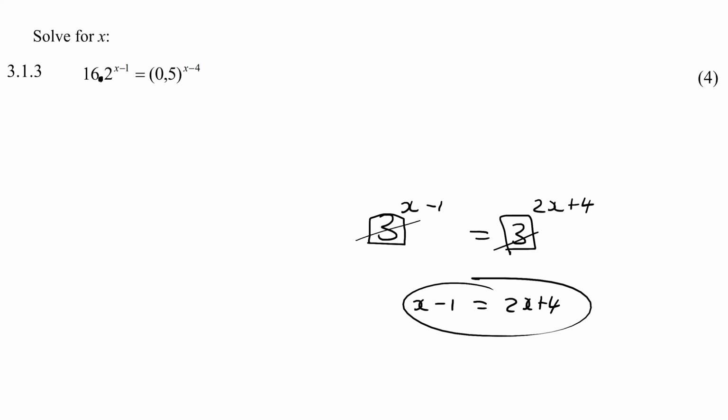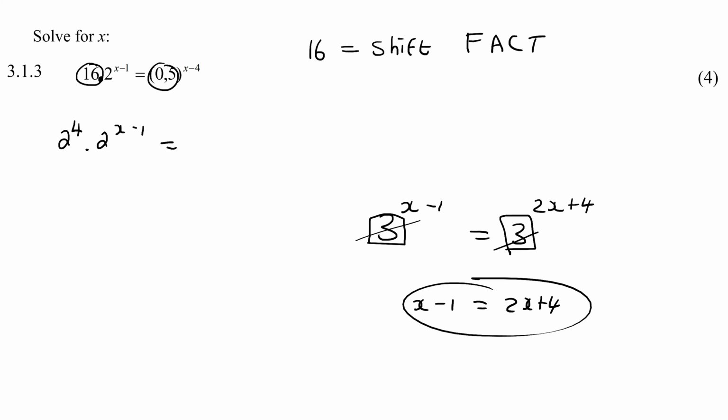So what I would do is, I know that the number 16, if I type it on my calculator and I press equals and I press the shift button and then I press fact, I know that that is the same as 2 to the power of 4. And I know that 0,5 is actually the same as a half.